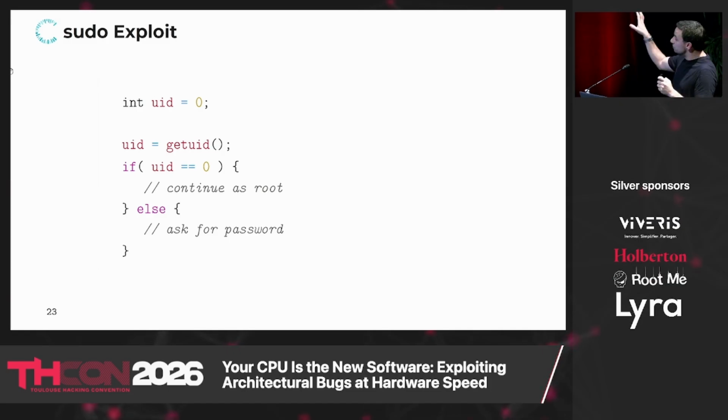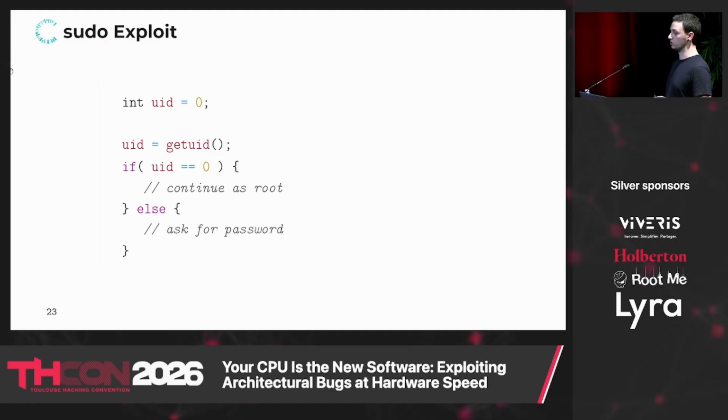So simplified, the code for sudo looks like that. It has this user ID, it initializes it to 0, like any sane program initializes values. Then it calls getUID to ask the operating system, what is the current user ID? And 0 is coincidentally also root. And it says, if it's root, then sudo just continues, otherwise it asks for your password. All right, this is how it should work.